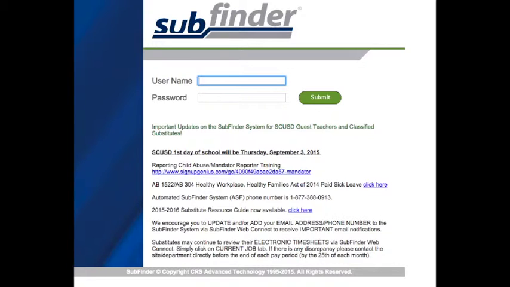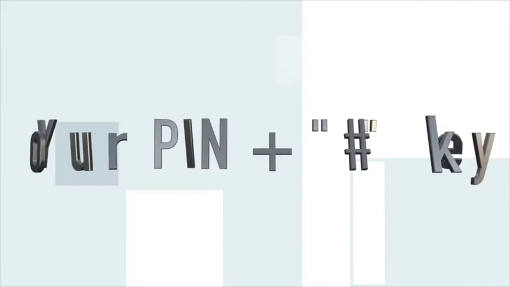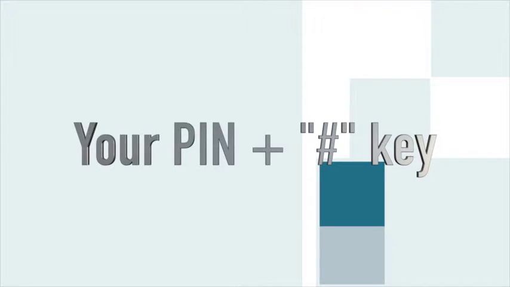Before you can go online, you first have to register for Subfinder, and you do that via a touch-tone phone. So let's start with instructions on how to enroll yourself in the automated Substitute Finder registration. Call this number, 1-877-388-0913.